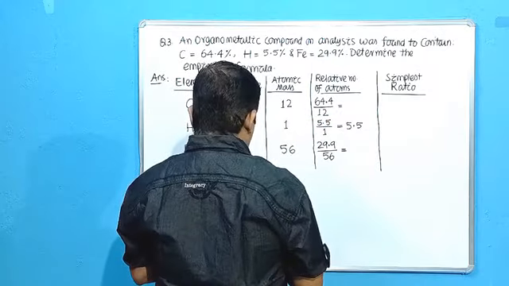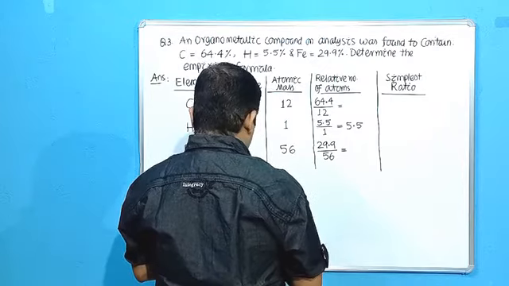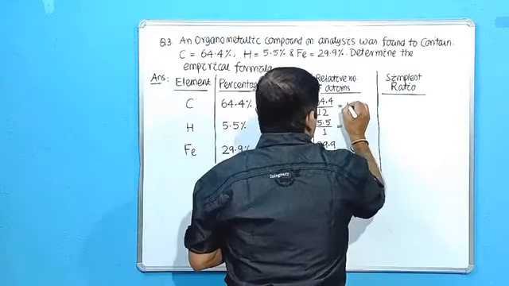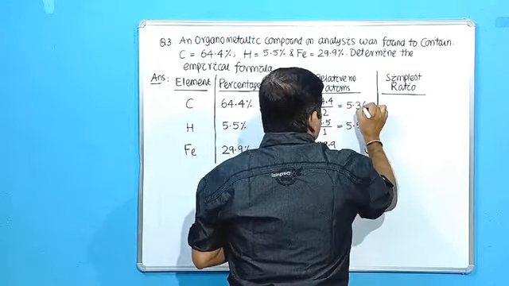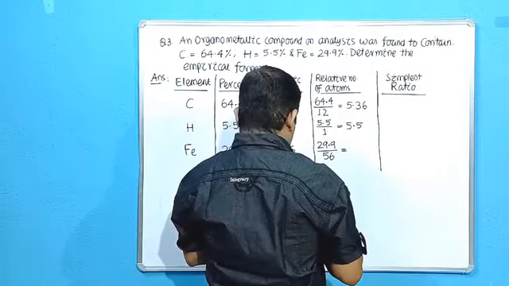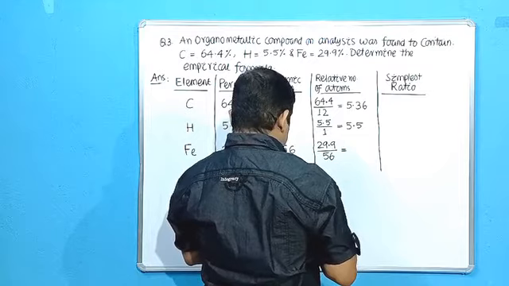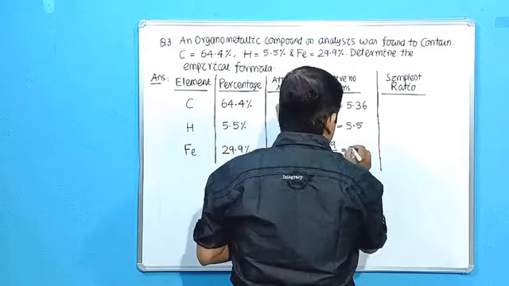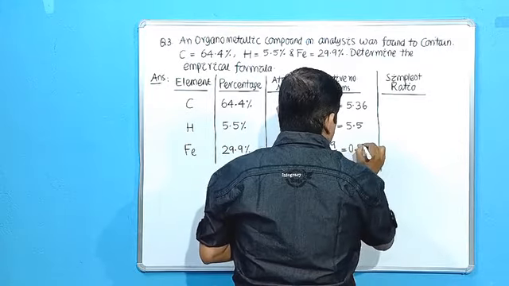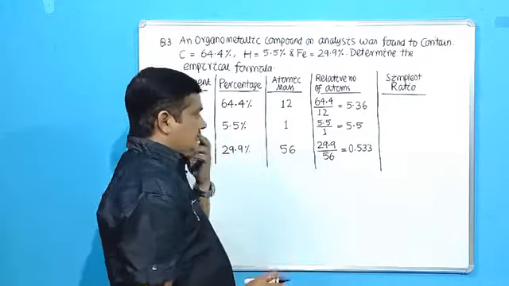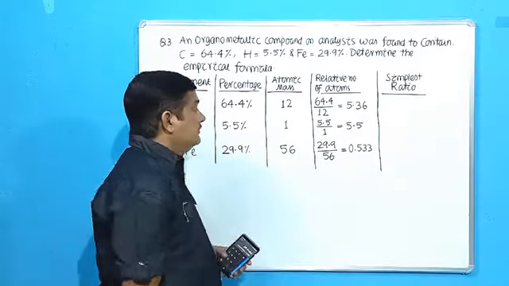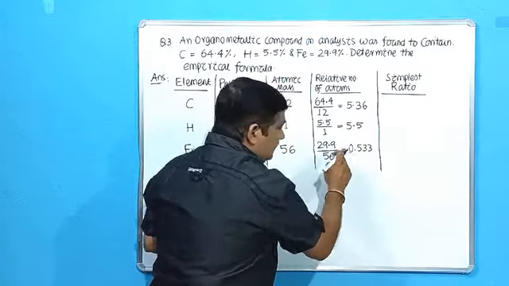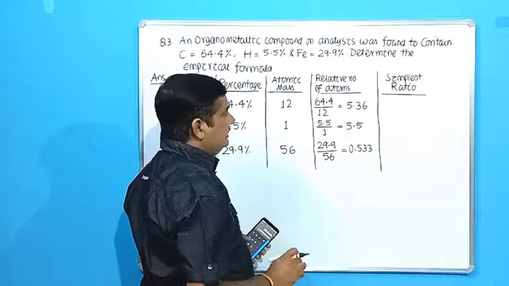So let us find out these two values. 64.4 by 12 is 5.36. Then 29.9 divided by 56 is 0.533. Okay. So this is how we have to find out the ratios. Then we have to find out the simplest ratio, for which we have to pick up the smallest one. Which is the smallest one? The 0.533. So we will divide everything by it.